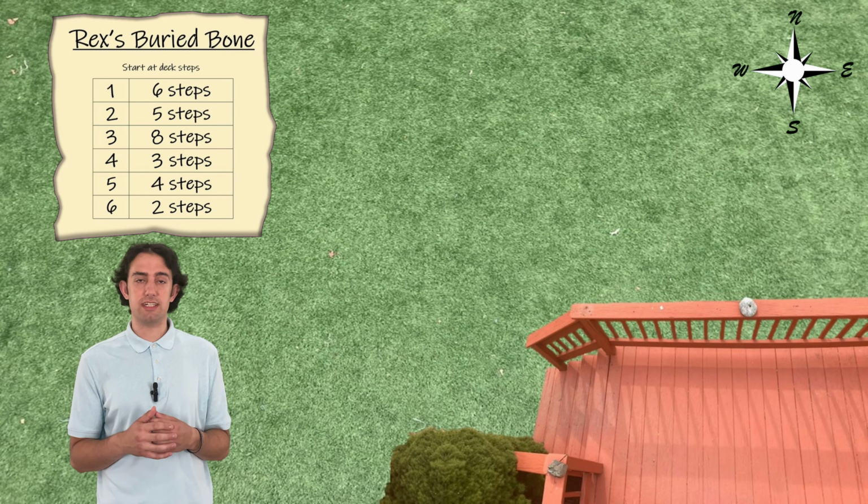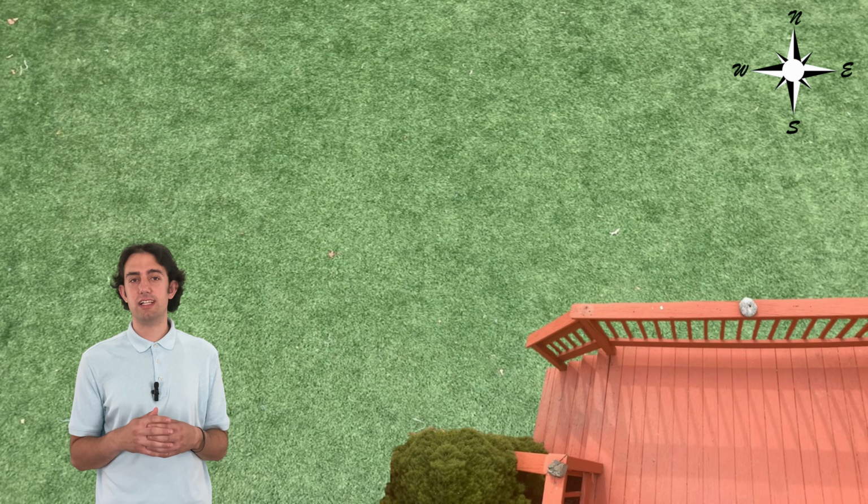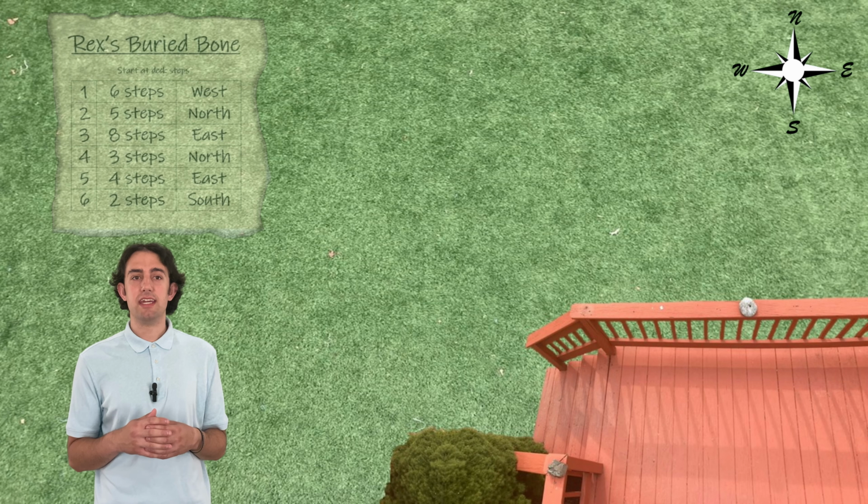If you look closely, you might notice that something seems a bit off. While the map gives the number of steps, Rex didn't write down any directions. This means that the bone could be almost anywhere in the yard. Fortunately, Rex realized his mistake and redid it. Here is his new map.